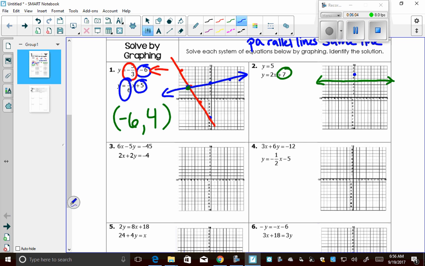And then I'm going to go down 2, right 1. So about right there. And that's where they cross. I'm going to write my point at which they cross, which is right here. So my x value of that is going to be -1, and my y value of that is going to be 5.